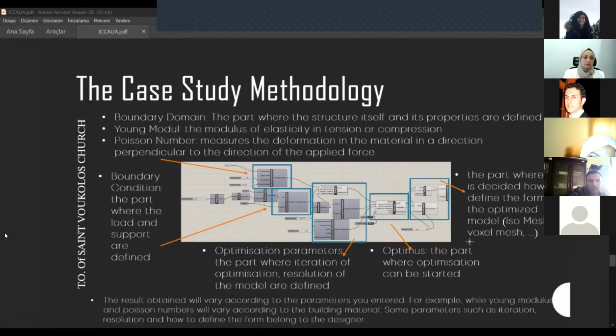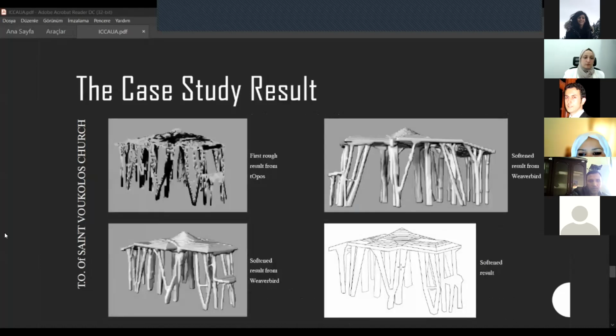Again, the optimized model has been softened with Weaverbird, which is one of the Grasshopper plugins again. However, it should be noted that the result obtained will vary according to the parameters you enter. For example, while Young's modulus and Poisson's ratio will vary according to the building material, some parameters such as iteration, resolution, and how to define the form belong to the designer. It's all up to you.